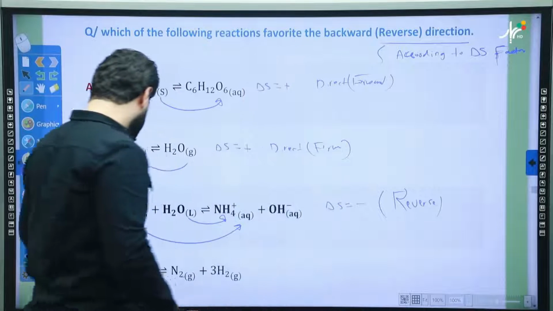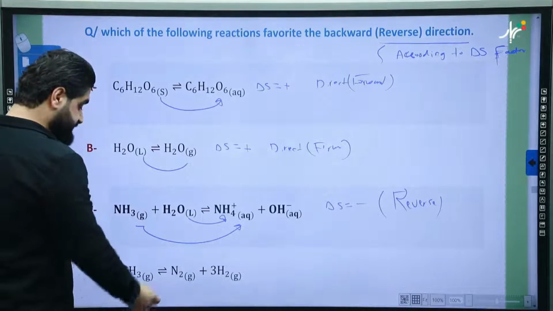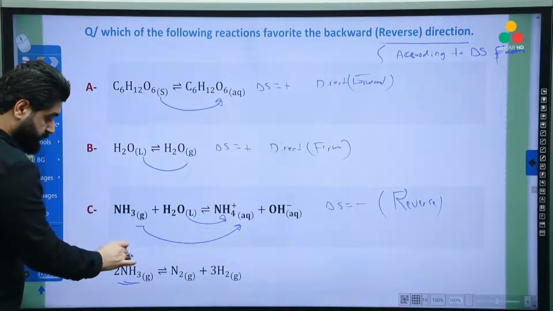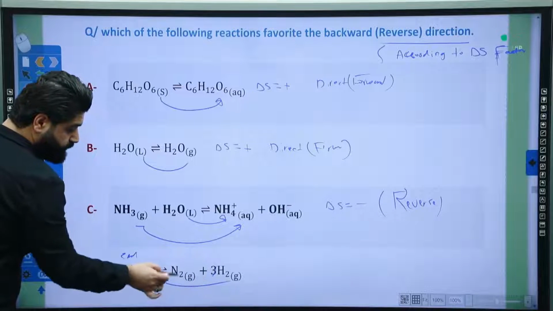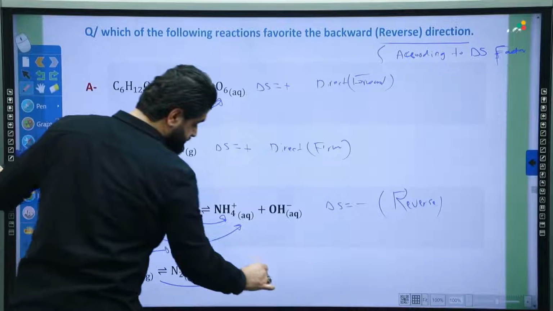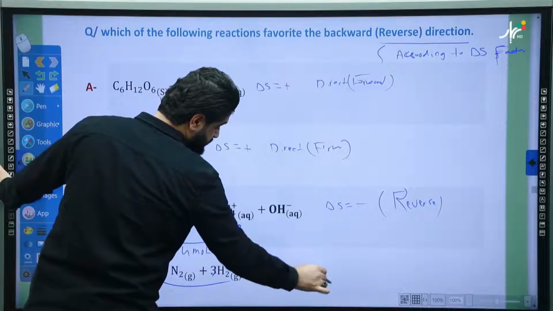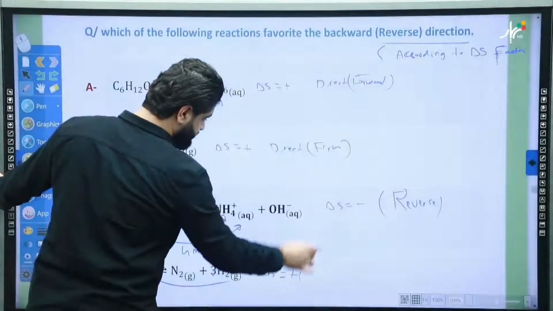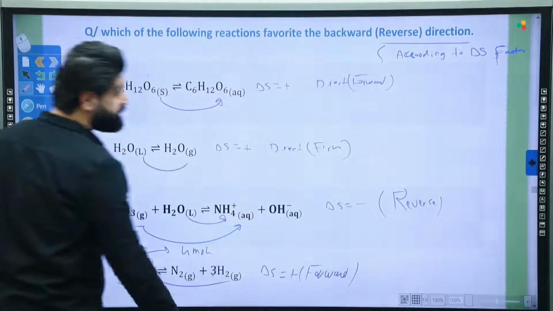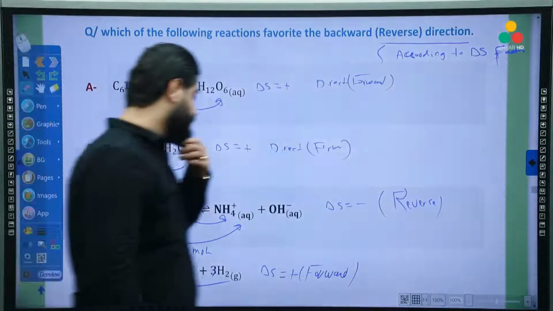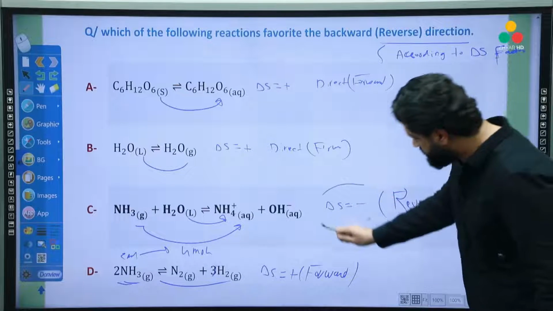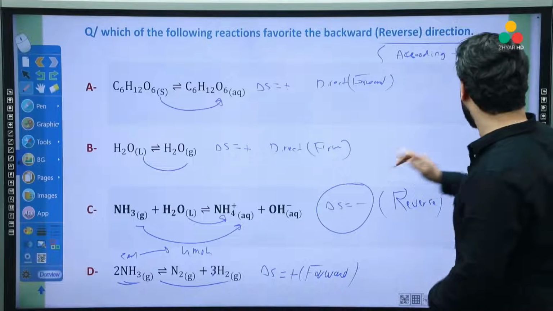Backward. Here, 2NH3 gas converted to gas. So focus on the number of moles. Here we have 2 moles. Here we have 3 plus 1, 4 moles. Increased number of moles, so delta S is positive. So it's forward again. So now, which one favors reverse direction? It means which one has a negative value of delta S. Let's go to reverse direction. This one.